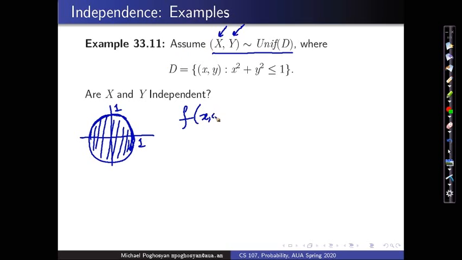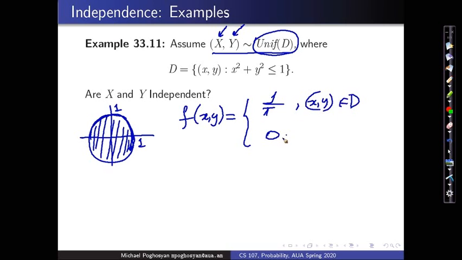So first I am writing the joint PDF, then I will calculate marginal PDFs, then I will check if the joint is the product of marginal PDFs for any x and y. So the joint is given through this formula. This is from the definition of uniform distribution: 1 over the area of D, in our case the area of this circle, and that will give pi, so 1 over pi, if (x,y) is in D and 0 otherwise.